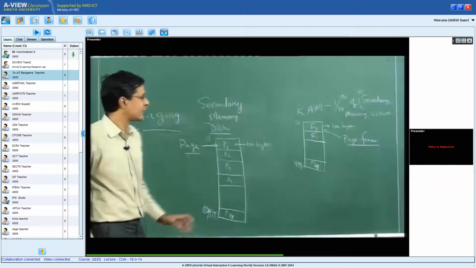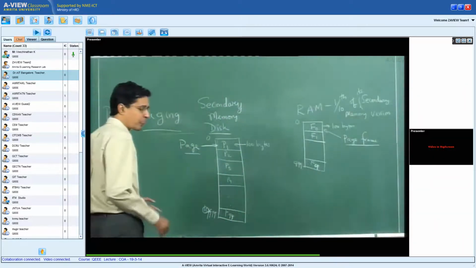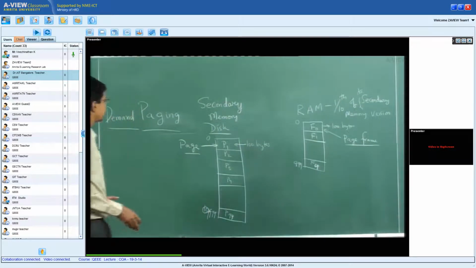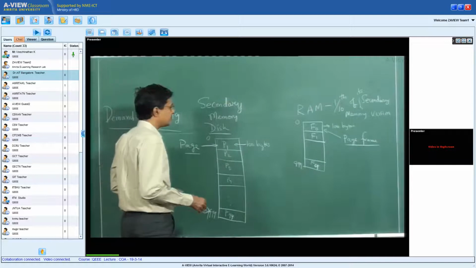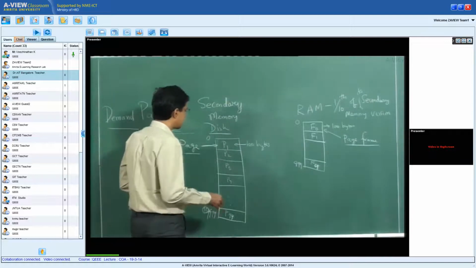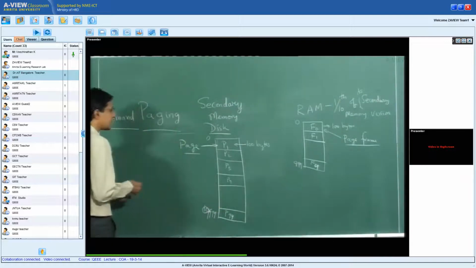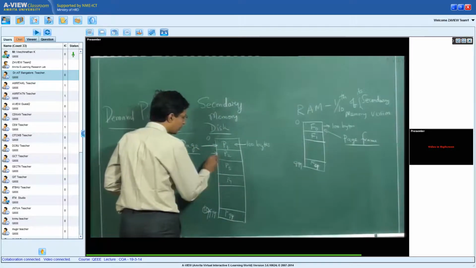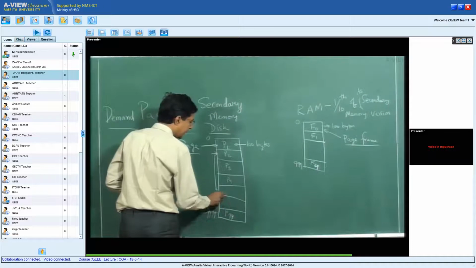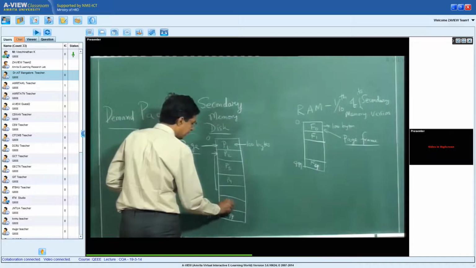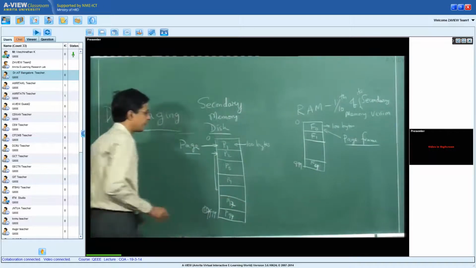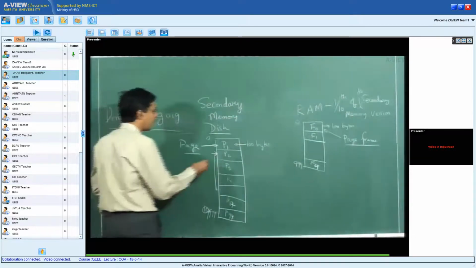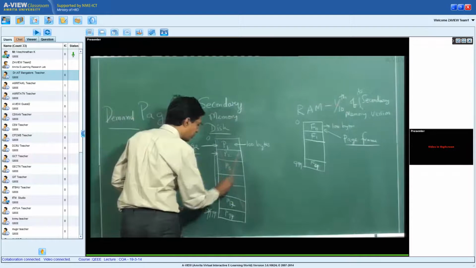So what happens here? Suppose I have a program which is loaded in this memory, occupying the space from P2 to say P17. Let me say that there is a program in the memory which is loaded from P2 to P17.